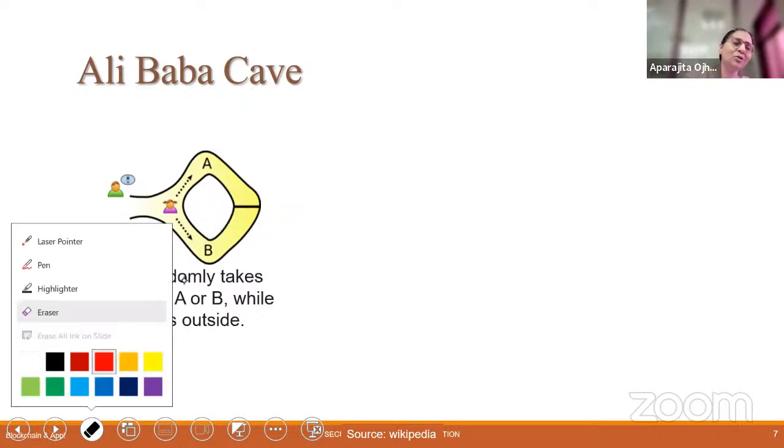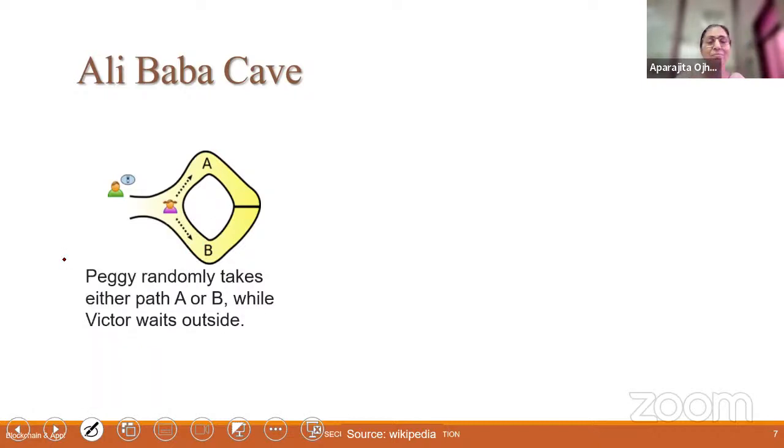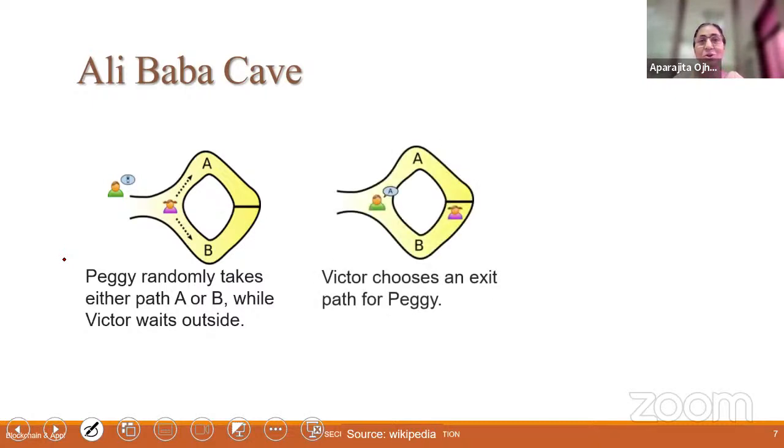So Victor may not have any information about how Peggy will manage to come out from path A or path B. Like you must have seen many magicians sometimes give you a set of cards and ask you to think of any card, and then they show you the card. There is something related to this. There is a zero knowledge proof. You know that the magician has the knowledge that he can prove something, and you get convinced, but you have no idea how he does it.